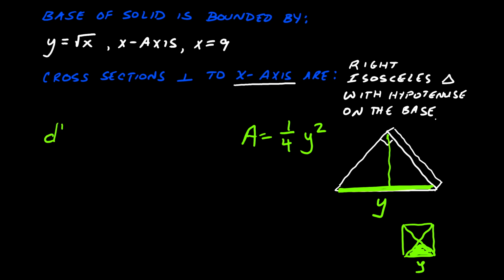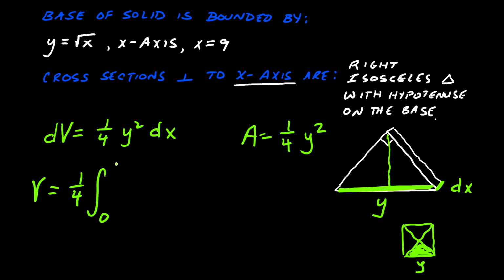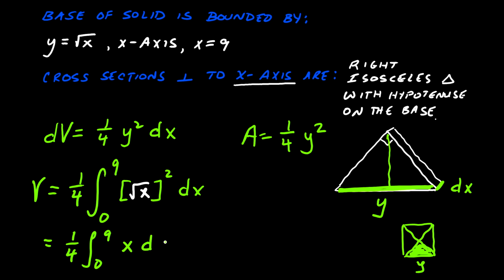So rather than draw the picture out, let's just go ahead and say dV is going to be equal to 1/4 y squared. And again, our thickness perpendicular to the x-axis is going to be dx. Or generally speaking, we're going to have 1/4 the integral from a to b, or in our case, our limits of integration are the same, 0 to 9, of our side length squared with respect to x. And then I'm just going to go ahead and write what our side length is. It is root x. So we can simplify this and see that we have 1/4 integral from 0 to 9 of x dx. And again, we're just going to have a fraction of the answer we had earlier.